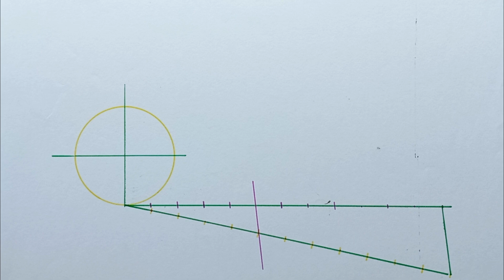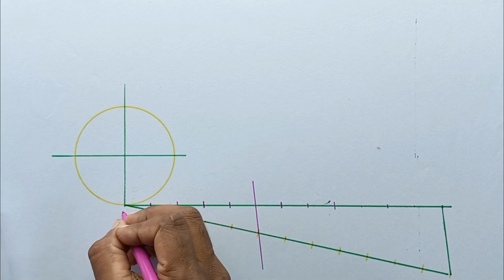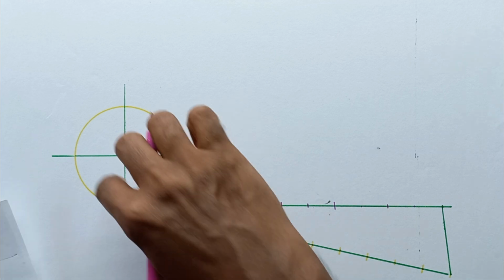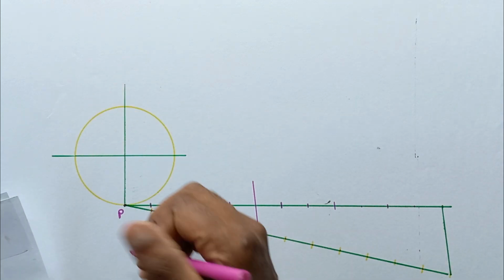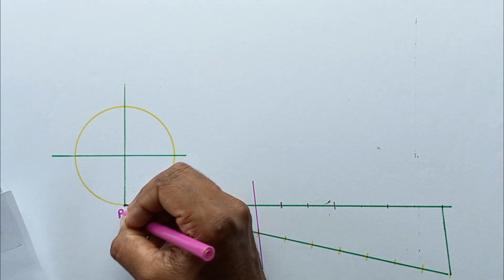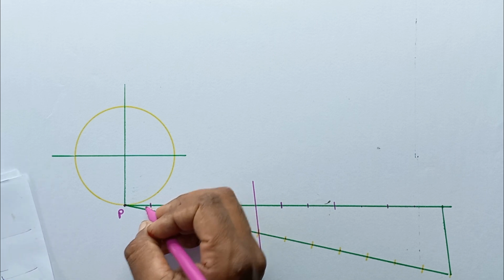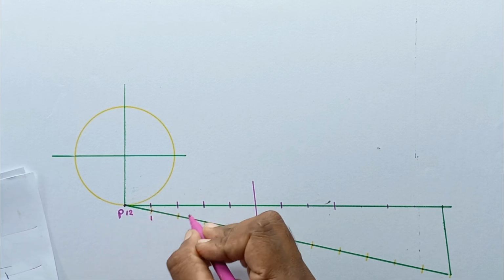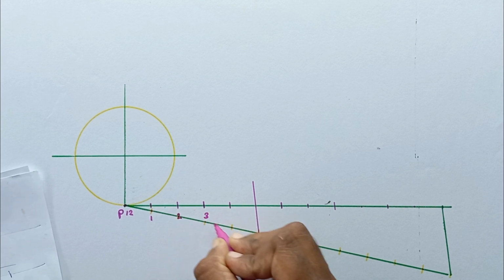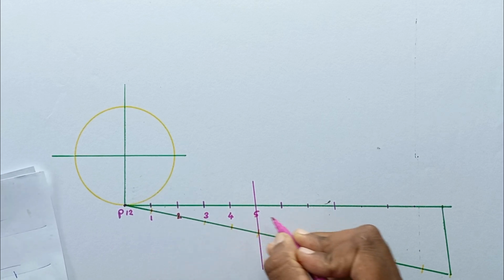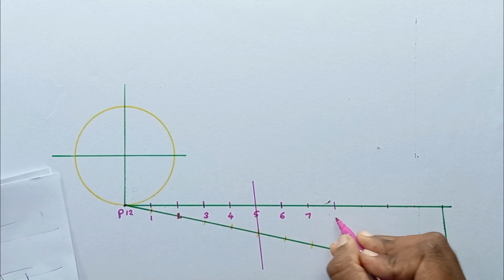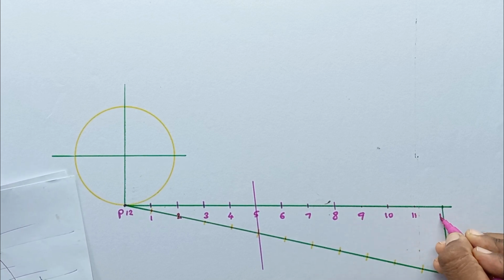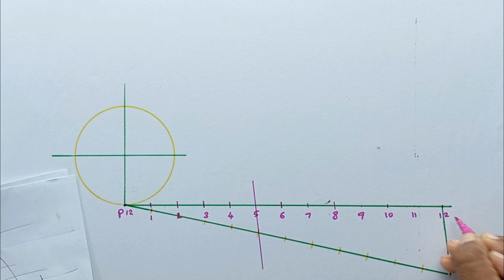Okay, then let's mark this point as P. When the circle rolls over this straight line, we are going to observe the path of the point P. Let's take this as 12. Let's mark these points as 1, 2, 3, 4, 5, 6, 7, 8, 9, 10, 11 and 12.